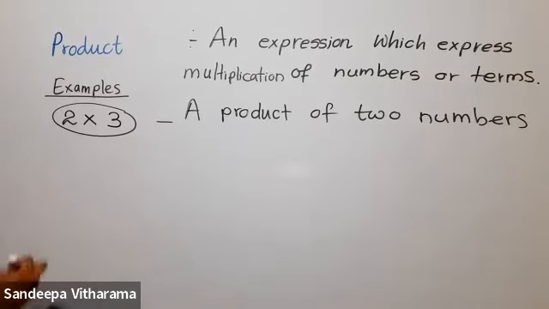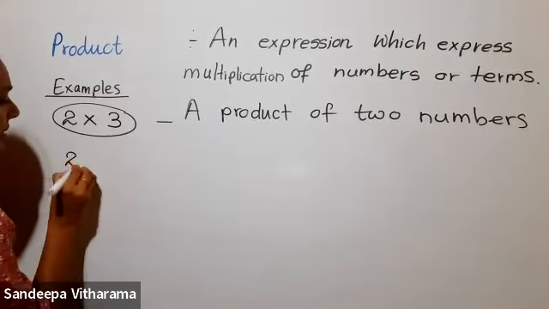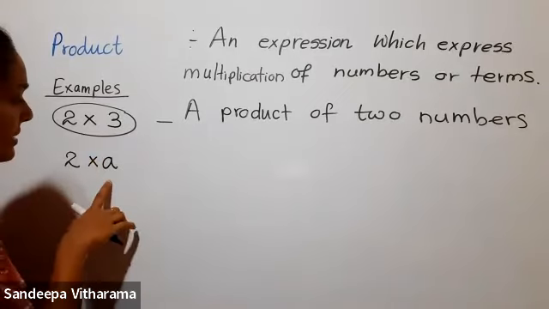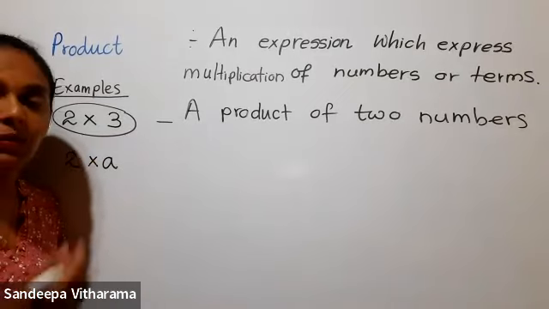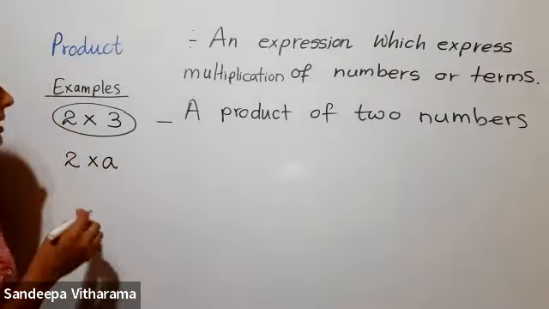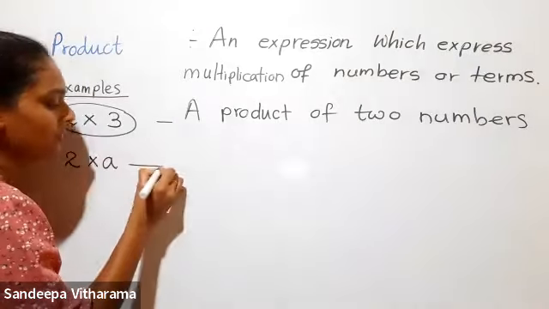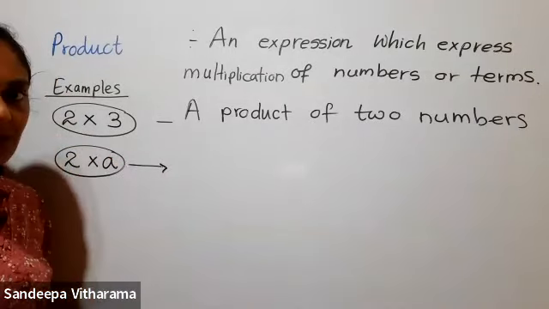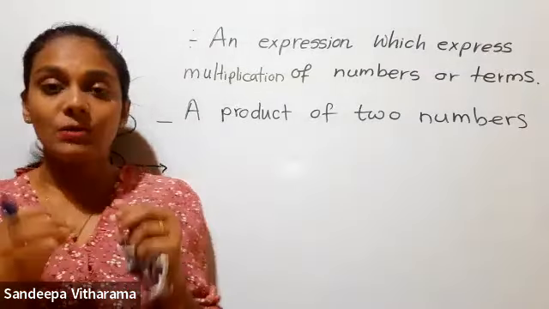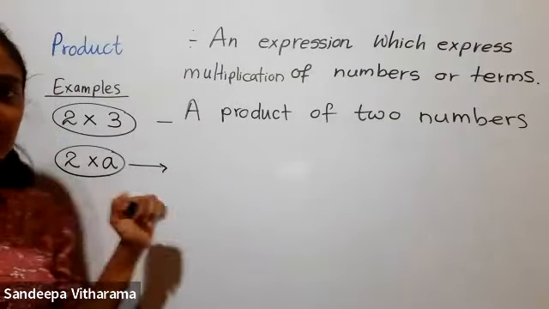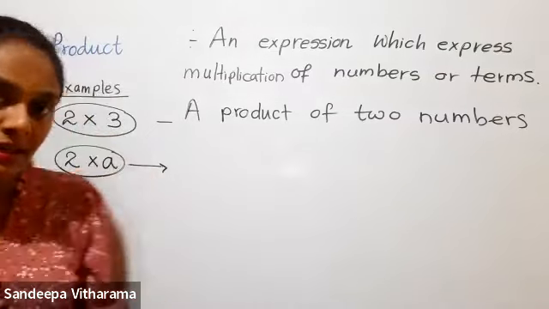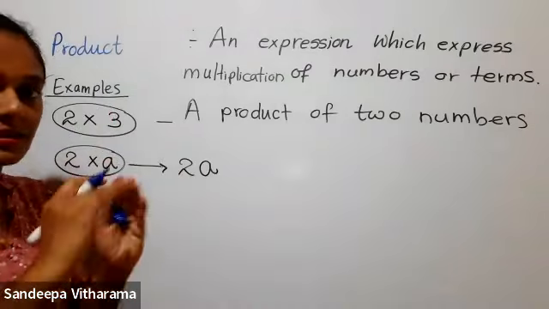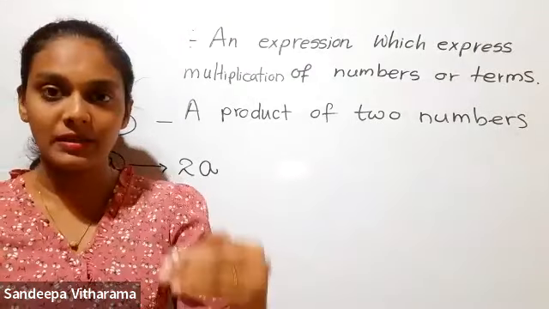Okay, look here. Instead of 3, if I put a, an algebraic term or an unknown term, how can I write this? In mathematics, usually there's no such kind of expression. It can be seen like this, 2a. That means a number and an algebraic term together.